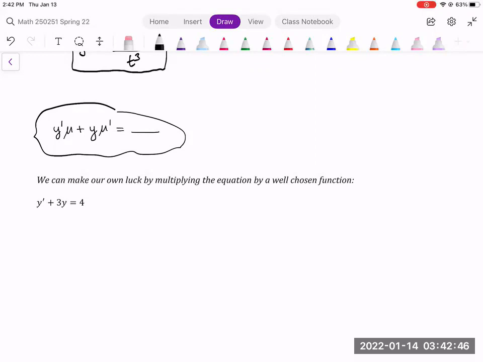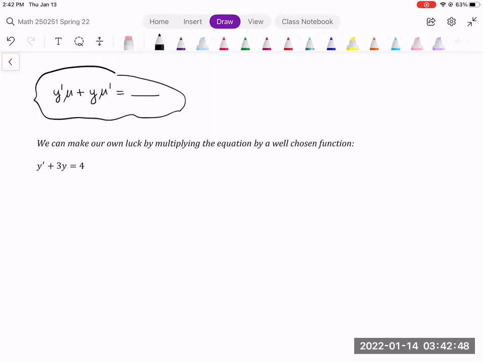I'm going to say, let's try multiplying both sides here by some function. I'm just going to write mu. So I'm going to multiply both sides here by some unknown function mu, that we're going to guess. Okay. So this is looking a little bit closer to that format that we had here.